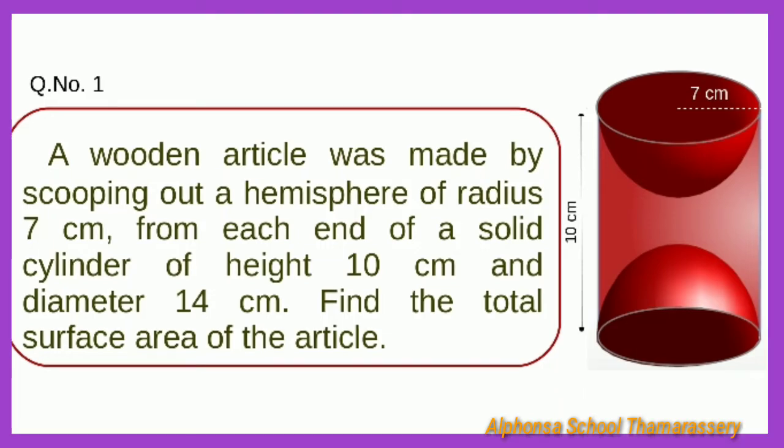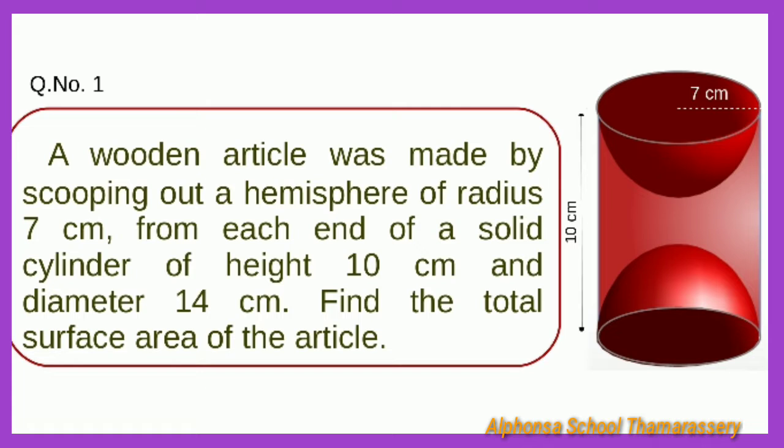A wooden article was made by scooping out a hemisphere of radius 7 cm from each end of a solid cylinder of height 10 cm and diameter 14 cm. Find the total surface area of the article. So here we can see that two hemispheres are scooped out from each end of the solid cylinder.